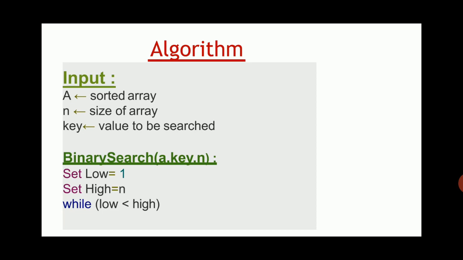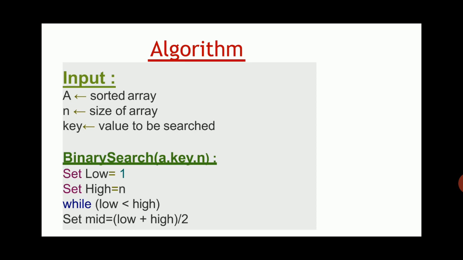Then, if it is correct, we set the middle value. And how do we find the middle value? We find mid equal to (lower plus higher index value) divided by 2. That means we first divide our sub problem.